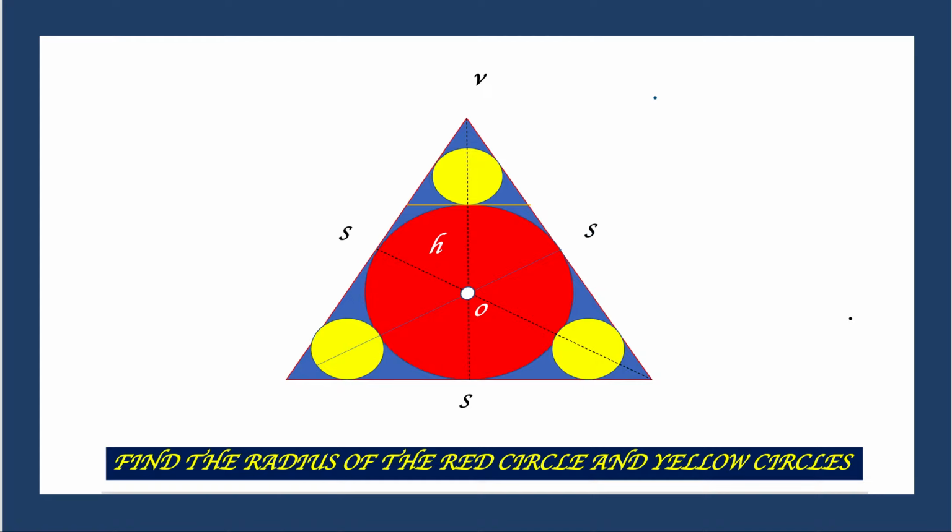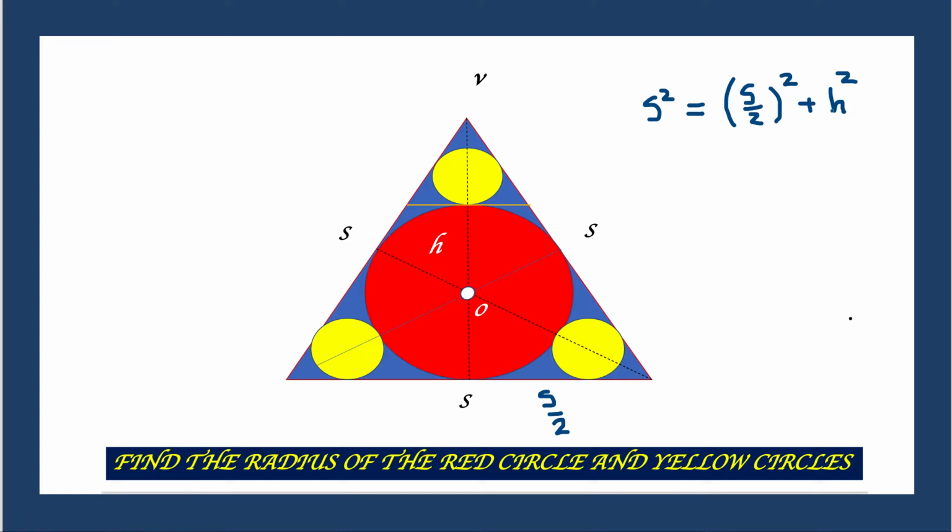And here s is s squared. S is already the hypotenuse. And one of the legs of the triangle here is, because the base is s, then half of the base here is s over 2. And now s squared, the hypotenuse, is equal to s over 2 squared plus h squared. And we need to find this h squared.